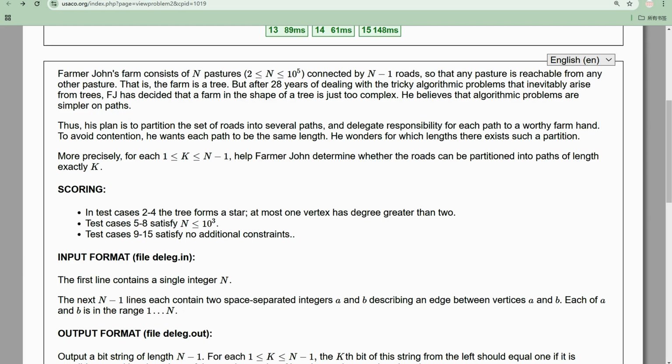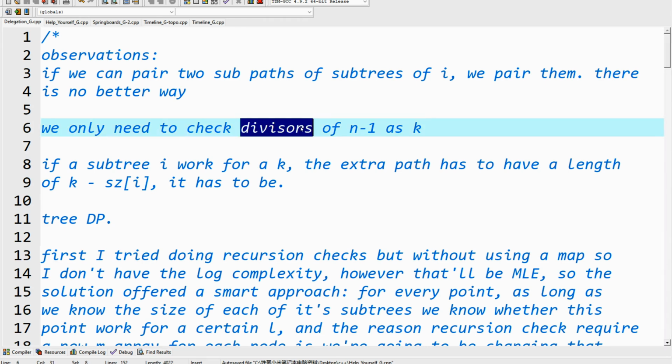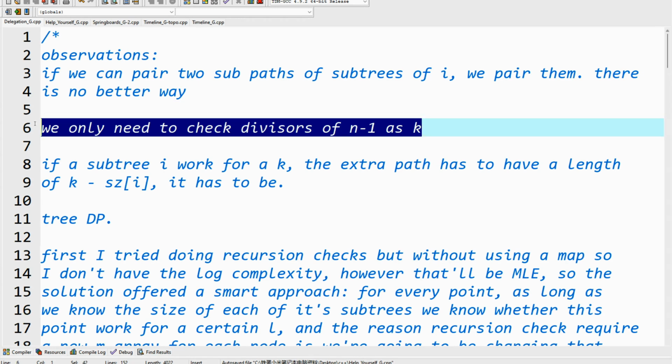Well, the key observation for this problem is that we don't have to test every single k. We only have to test the k that are divisors of n minus 1, because only those k's are possible. Think about it: if you can't even divide n minus 1 into groups of k evenly, there's no way you can get all those paths to be length k. That's pretty obvious, right? So with this insight, we only have to check around root n times n complexity.